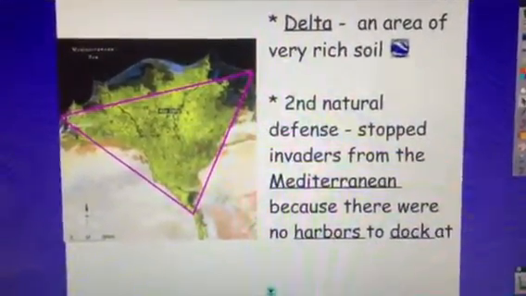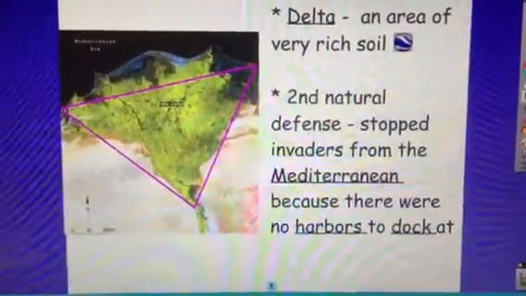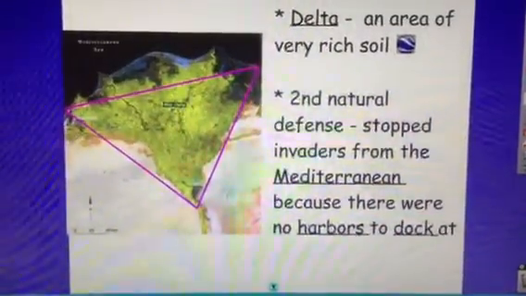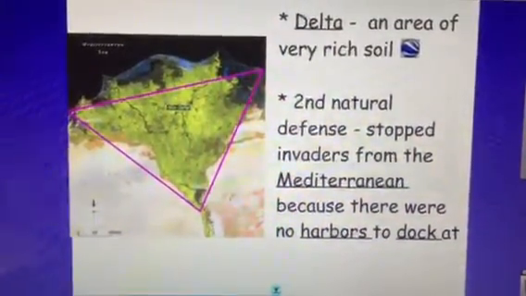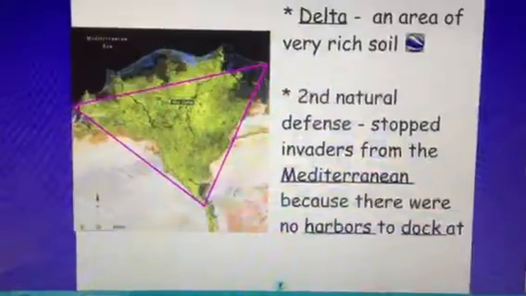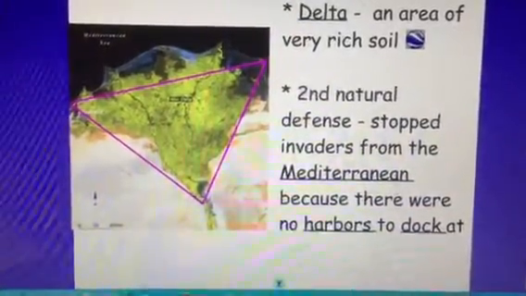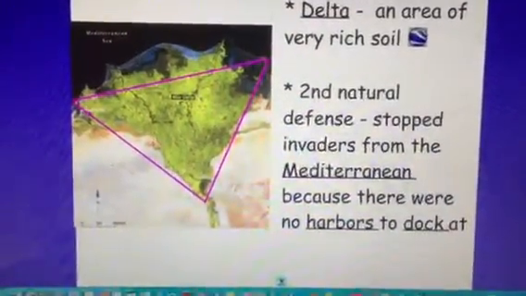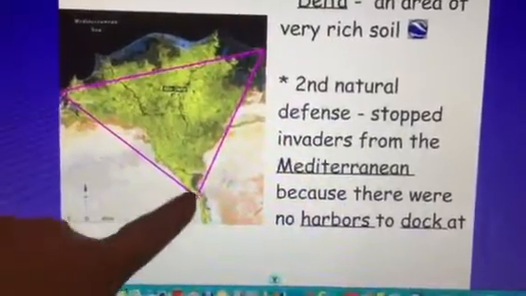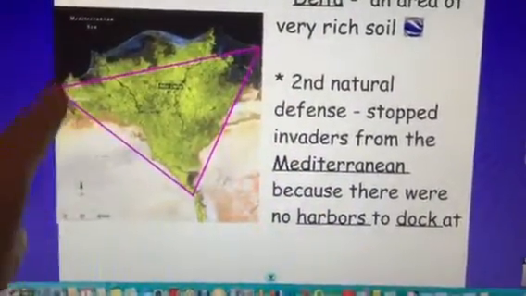All right, the next natural defense is the delta. That's an area of very rich soil. It's the second natural defense. It stopped invaders from the Mediterranean Sea because there were no harbors to dock at. And you can see that the delta is very rich and fertile.